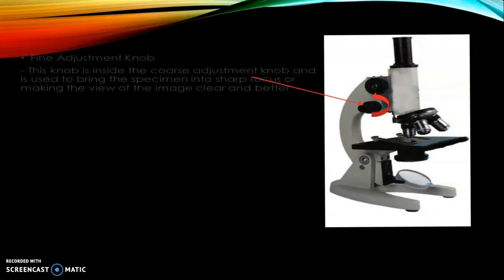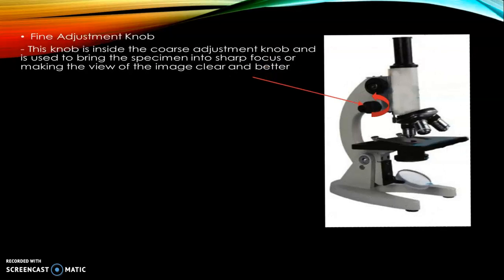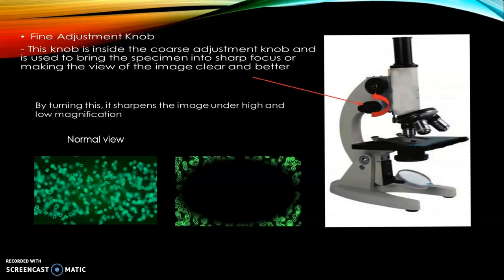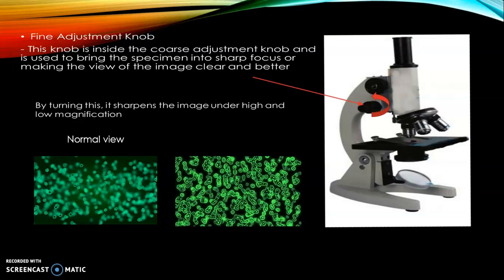Another, the fine adjustment knob. This knob is inside the coarse adjustment knob and is used to bring the specimen into sharp focus, making the view of the image clear and better. By turning this, it sharpens the image under high and low magnification. An example. In this image, you can see the image is blurred. By the help of the fine adjustment knob, you can see the image is already clear.